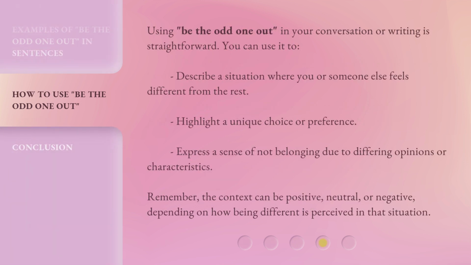Using be the odd one out in your conversation or writing is straightforward. You can use it to describe a situation where you or someone else feels different from the rest. Highlight a unique choice or preference. Express a sense of not belonging due to differing opinions or characteristics. Remember, the context can be positive, neutral, or negative, depending on how being different is perceived in that situation.